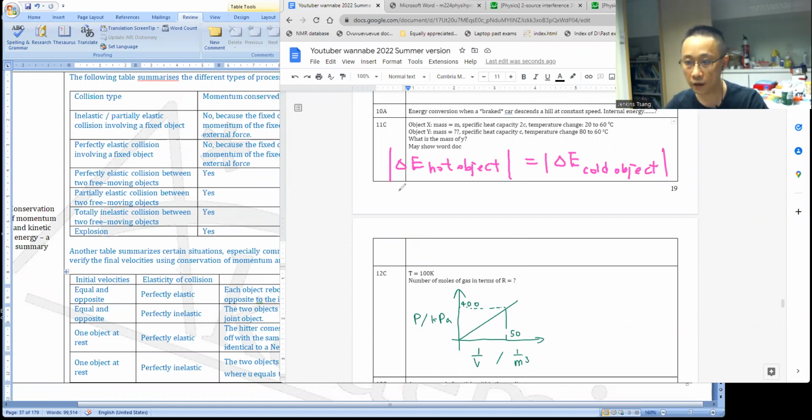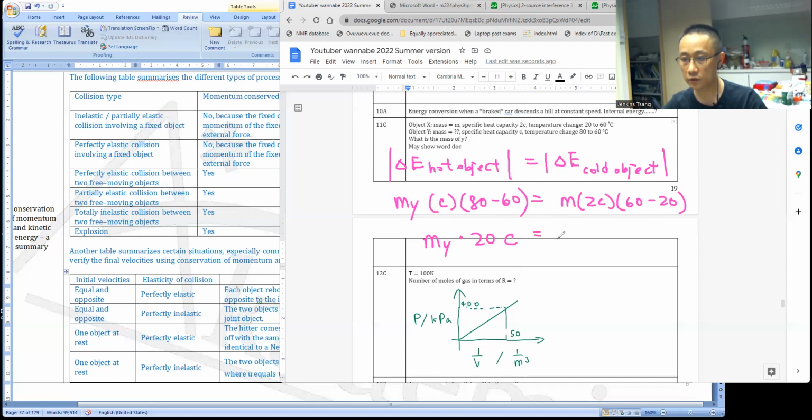So I can write for X, which is actually the cold object, and I'll just write it on the right side: m times 2c times (60 minus 20) equals Y, whose mass is unknown. And if you simplify everything, the right-hand side, you're looking at 40 times 2, so 80mc. So the c's are gone, and then you can see that my equals 4m, making choice C the correct answer.